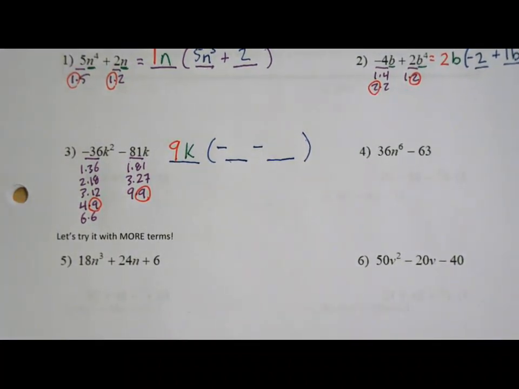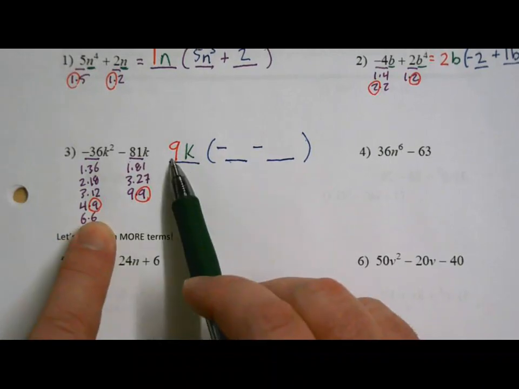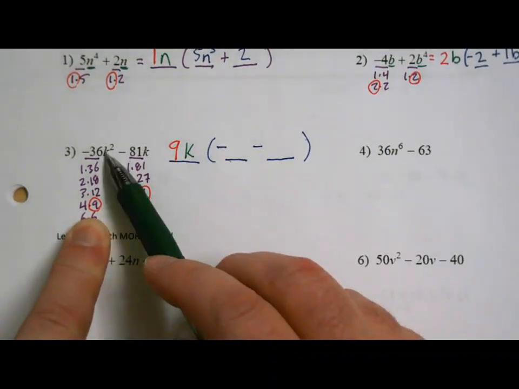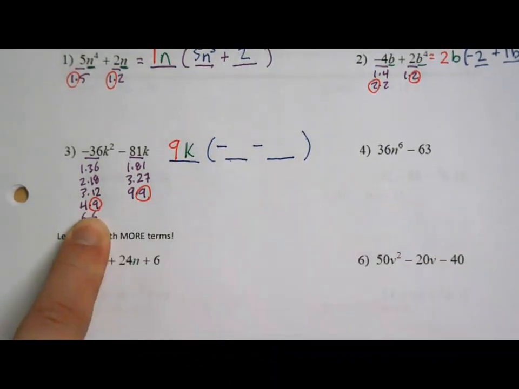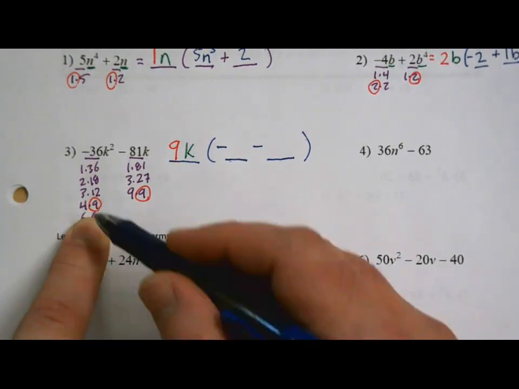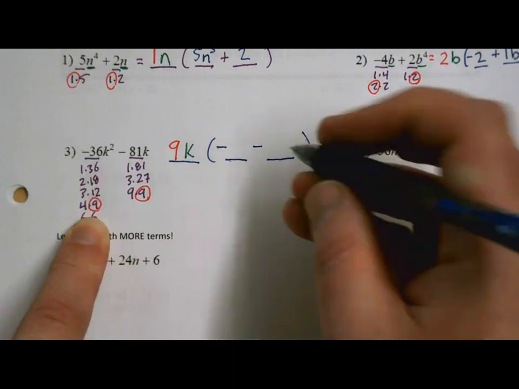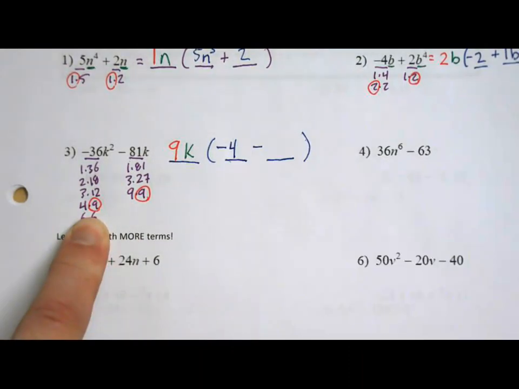So 9k. Then we just got to figure out what's going to multiply inside to get us what we need. Now the nice thing about these factor pairs is if I'm trying to figure out what multiplies by 9 to get 36, it's right here on my list. It's 4. Right? 4 times 9 gets us the 36 we're looking for. So that's got to be a 4.